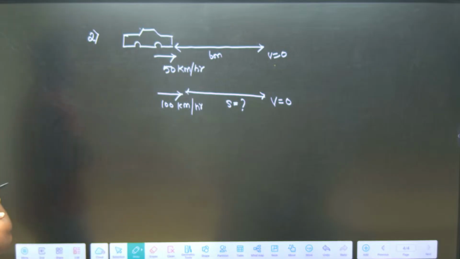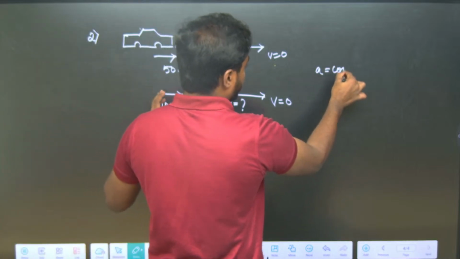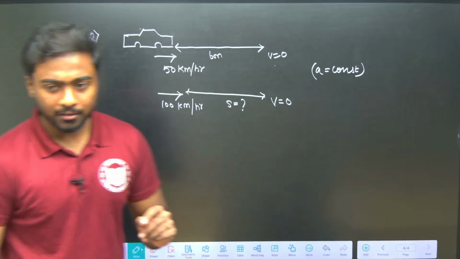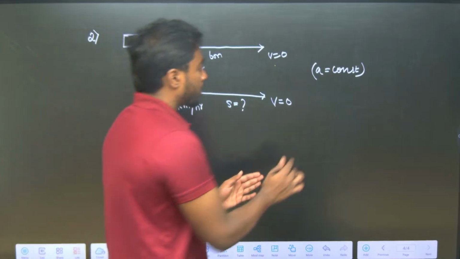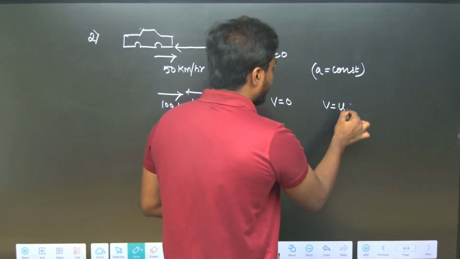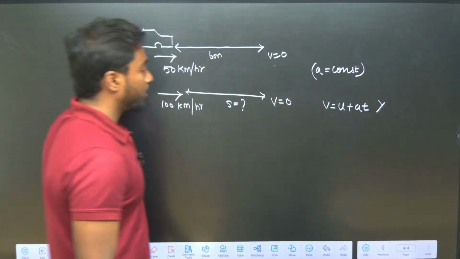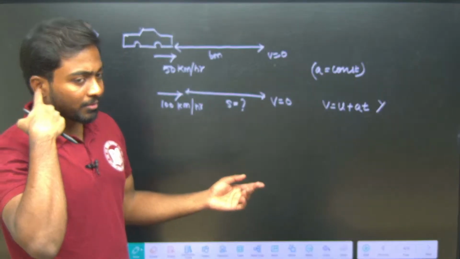Yes. A is constant here. Okay, A is constant, easy, no? Can we find it? So I will take the same equations first of all. V is equals to U plus A T. I can't use this, T is there. Okay, I know it about T. So remaining two are there. I can use the third equation, but again T will be there. Second equation I can use now. Yes, obviously. V square minus U square is equals to 2A S.